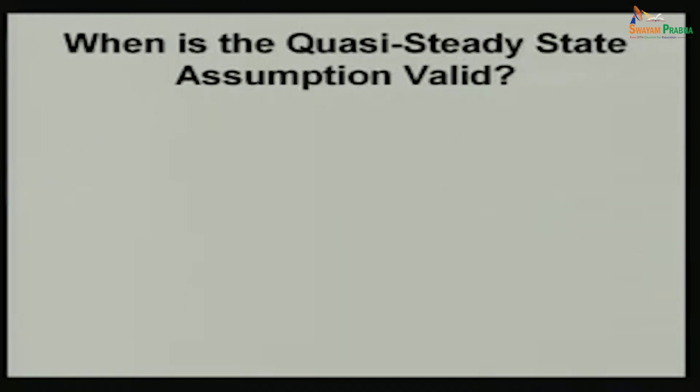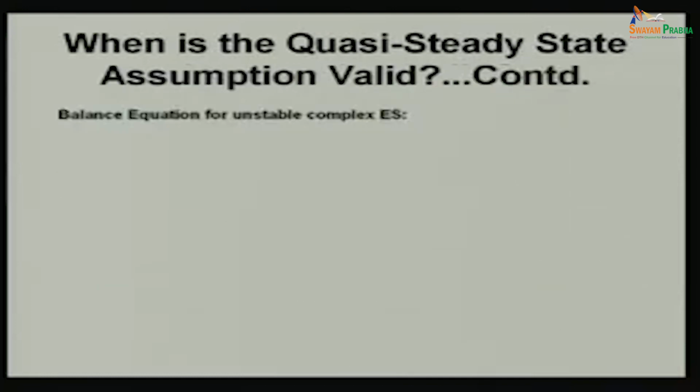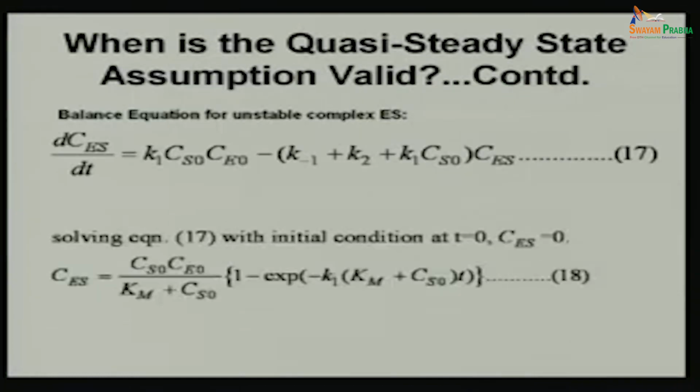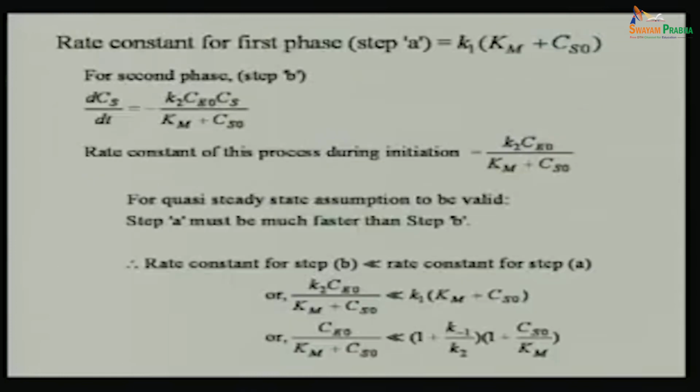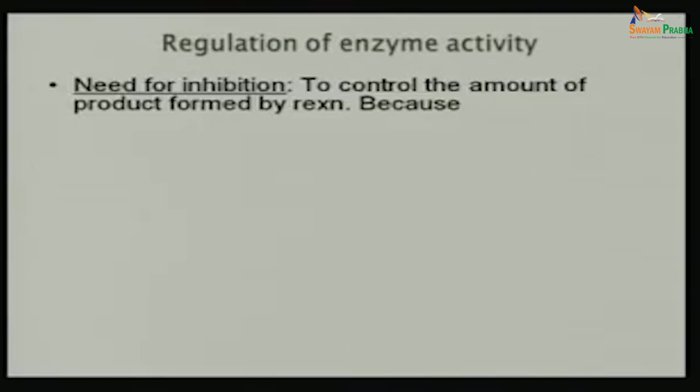Then we tried to figure out whether the quasi-steady state assumption is valid, and we established some conditions under which it's valid. Just to summarize, because some of you may not have been there in some of the classes: we may neglect the quasi-steady state assumption, in which case we have to solve this dynamic equation, and then we compare the rate constants of the two processes to figure out if that works or not.